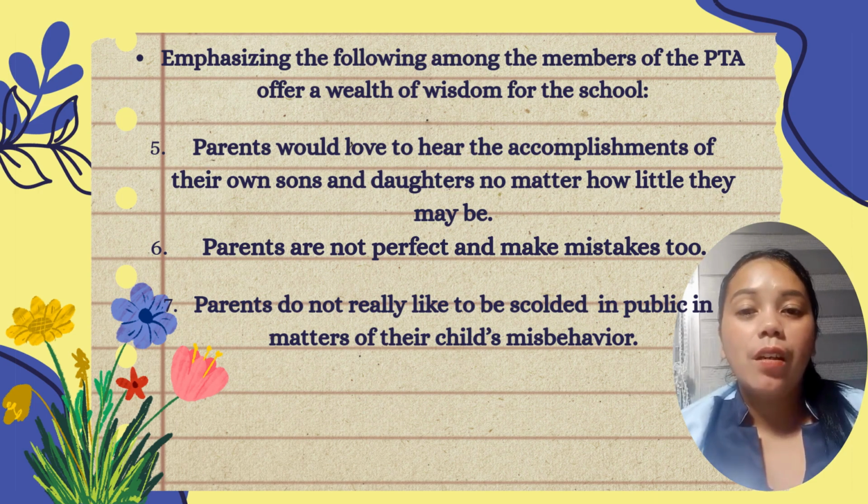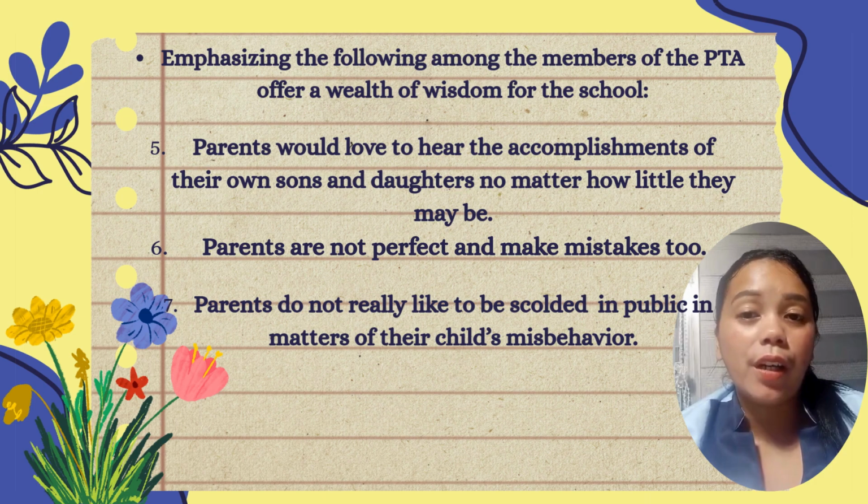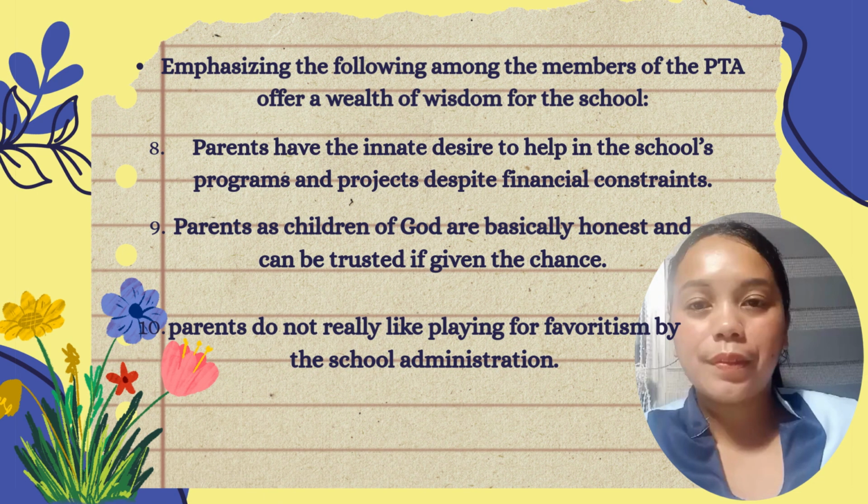Number 7, parents do not really like to be scolded in public in matters of their child's behavior. So this means parents feel embarrassed and upset because of the disrespect from the teacher in front of her and the other parents too. For example, when a child misbehaves in class, instead of reprimanding in front of the other parents, the teacher will privately talk one-on-one about the behavior of the child. So this shows respect and maintains a positive relationship between the parents and the teachers.